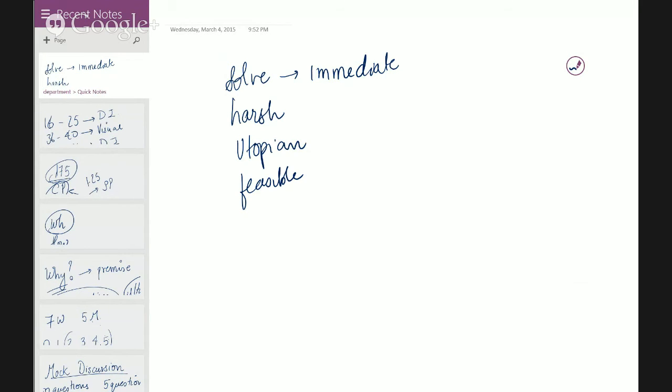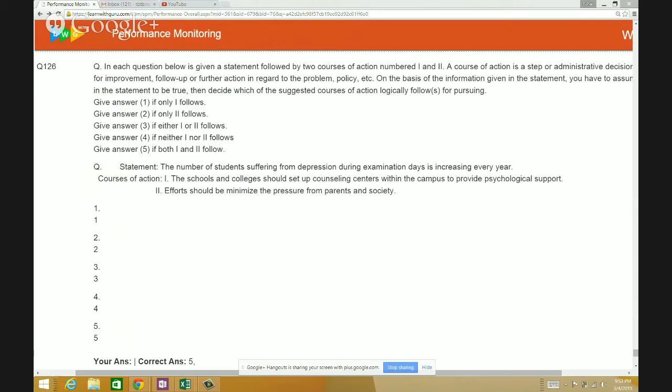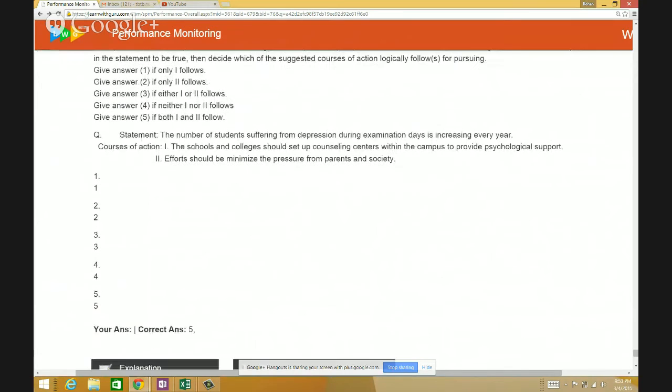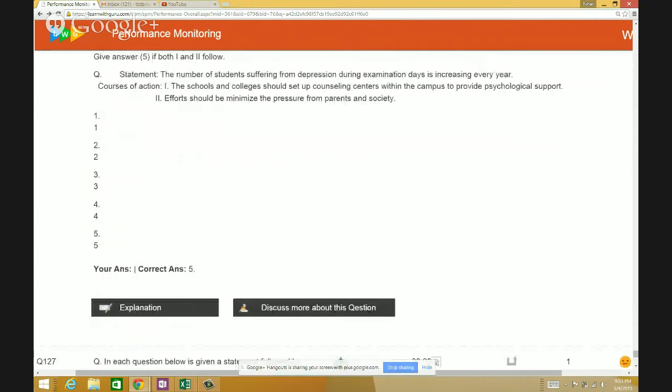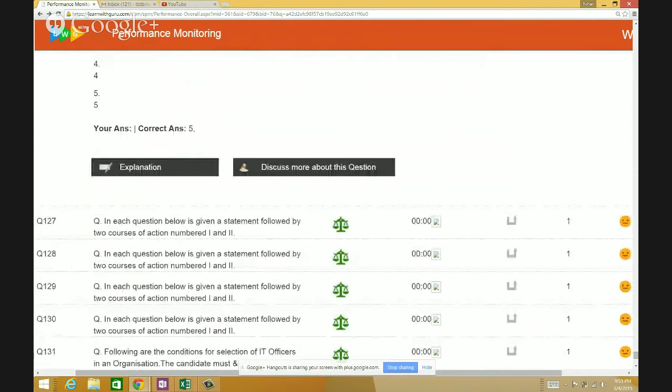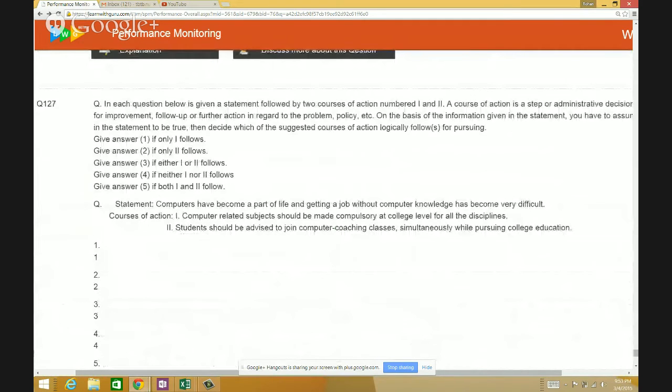Number of students suffering from depression during exams is increasing year after year. So what to do? Schools and colleges set up counseling centers. Yeah, that's perfectly fine. Effort should be made to minimize the pressure from parents and society. I think both follow. So reduce pressure from parents and society. For example, I personally wouldn't want to pressurize anybody under me. So that's precisely the answer.